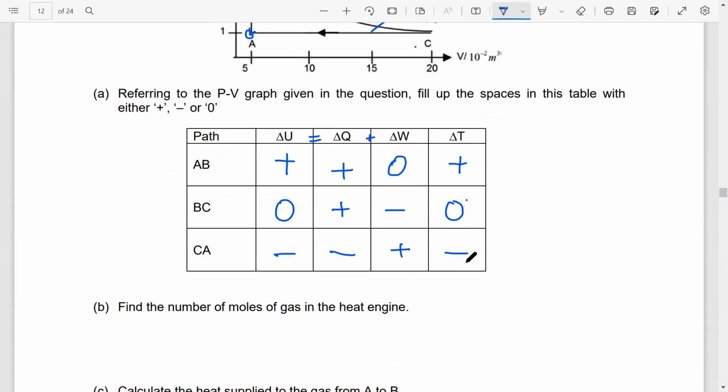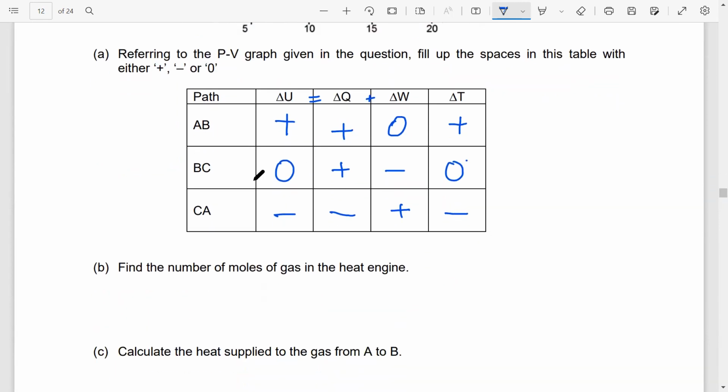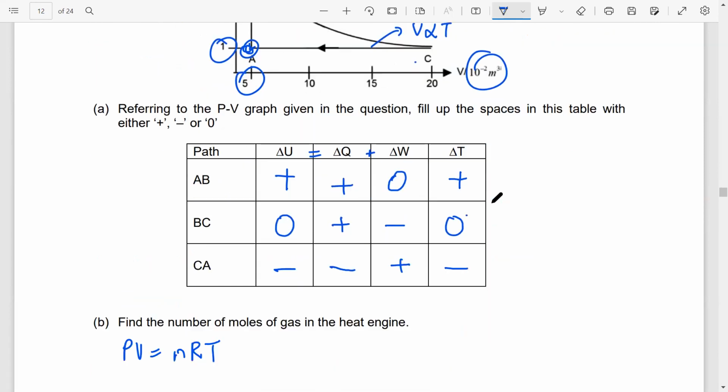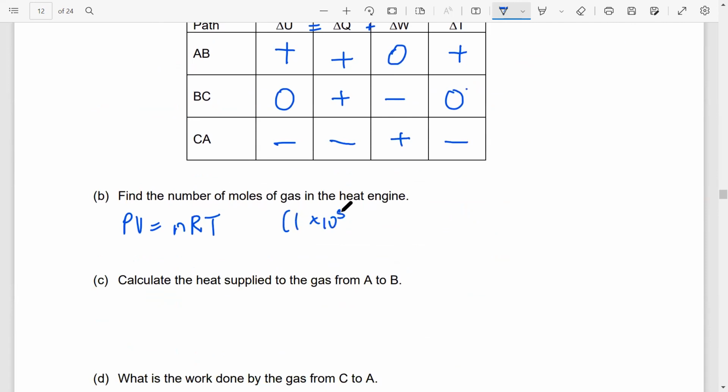Second, find the number of moles. Immediately you see this, you'll be using PV equals nRT. From the question, you are given T only for A, 300 kelvins. You also have the readings, 1 times 10 to the power 5, and 5 times 10 to the power minus 2. So 1 times 10 to the power 5, times 5 times 10 to the power minus 2 equals n times 8.31 times 300 kelvins. So 5 times 10 to the power 3, divided by 8.31, divided by 300, I get my n, number of moles, as 2.0 moles.